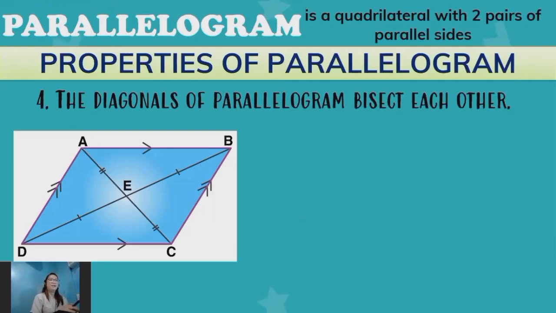Michelle, how many diagonals are there in a quadrilateral? Eight po, ma'am. Wow, that's many. Six, okay, po. It's still wrong. Thank you for trying, but I know you are just confused. Okay, Jillian.